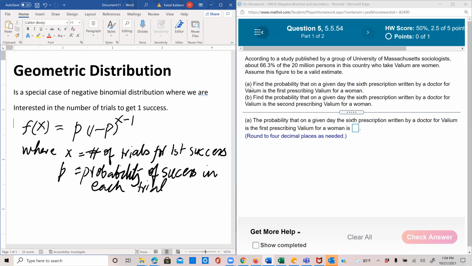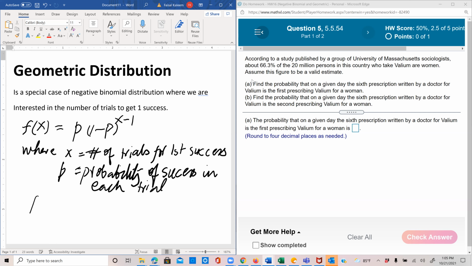So let's apply this to this one. According to a study by a group at the University of Massachusetts, about 66.3% of the 20 million persons in the country who take Valium are women. So assume the figure to be a valid estimate. Find the probability that on a given day, the sixth prescription written by a doctor for Valium is the first one prescribing Valium for women.